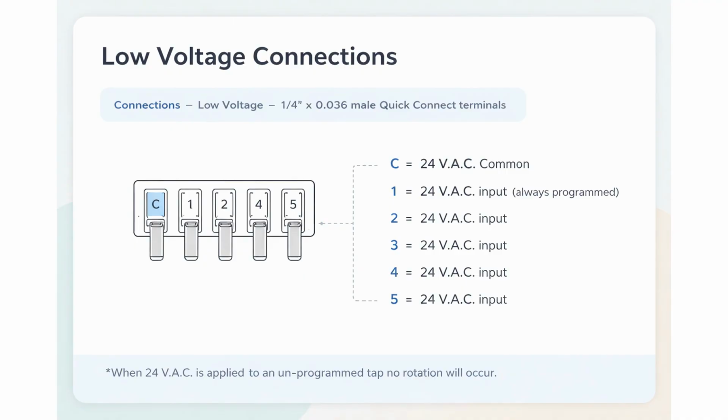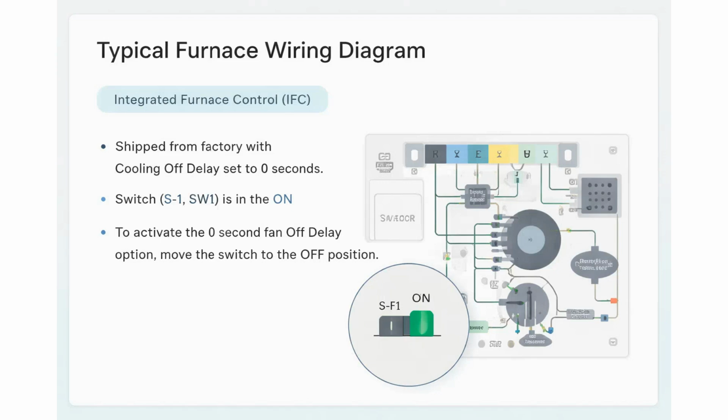However, if you apply 24 volts to a tap that hasn't been programmed for that specific unit's application, the motor will simply not rotate. When looking at a typical furnace wiring diagram for these high-efficiency motors, you'll be dealing with an integrated furnace control, or IFC board. These are shipped from the factory with the cooling off delay set to 0 seconds, which corresponds to switch S1 being in the on position. If you need to actively ensure the 0-second fan off delay option is utilized based on your specific setup, you actually move that switch to the off position.